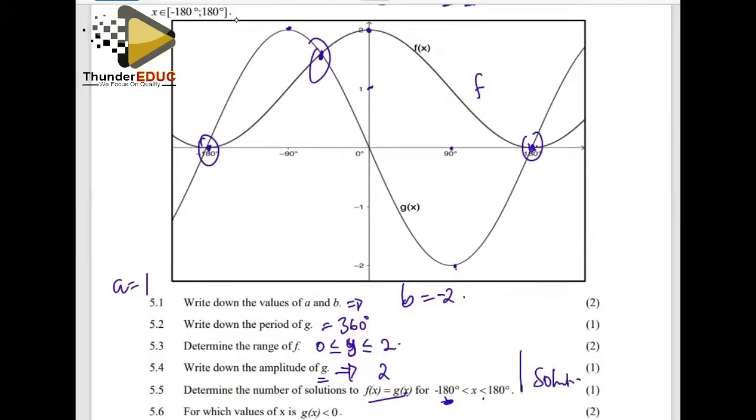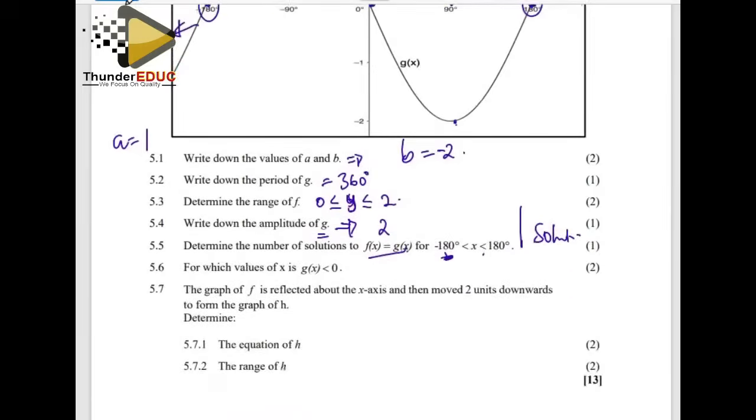And then for which values of x is g of x below 0? Is g of x ever below 0? Yes. So when x is less than negative 180, and then also between 0 and 180. Okay, so you're going to say that x must be less than negative 180, or between 0 less than x less than 180. Those are the regions where the graph is below the x-axis.